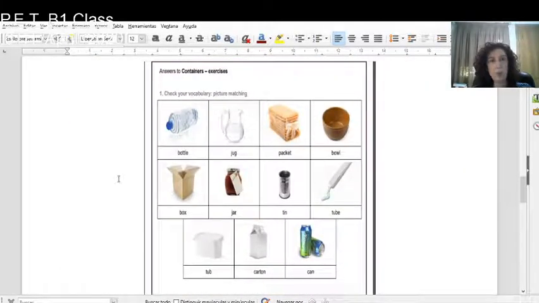Well, how was it? We have a bottle of water or a jug of water, a packet of biscuits, a bowl, a box, a jar of jam, normally mermelada, a tin of sardines or tuna, a tube, a carton, and a can of Coke or fizzy drinks. How was it? Well, I prepared another one, please.